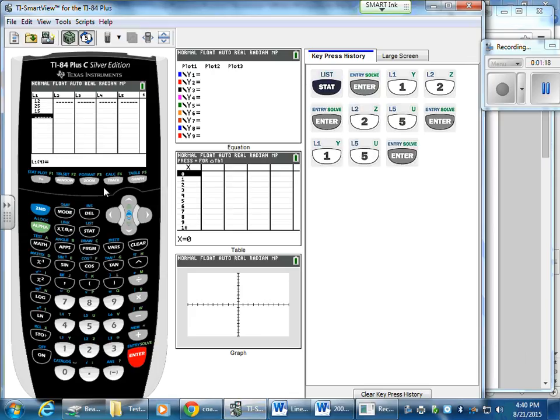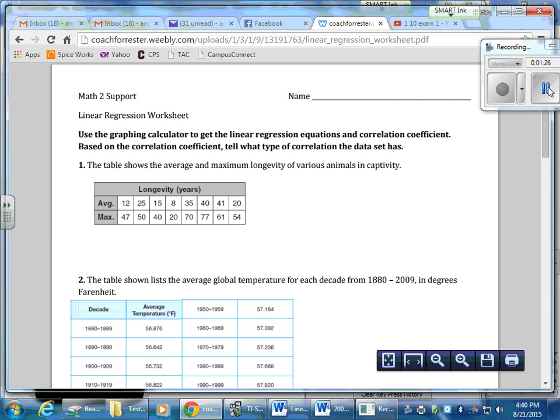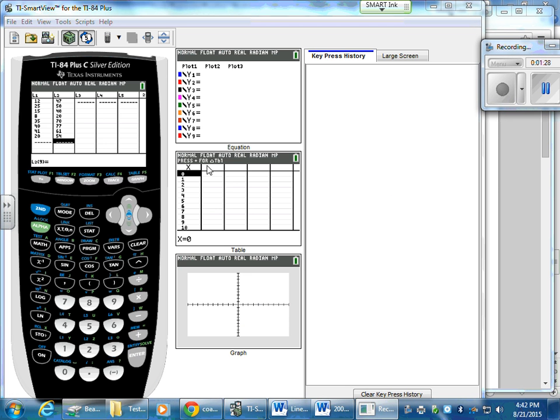All right, I'm going to pause the video for just a second and fill in the rest of L1 and go over here and fill in the rest of L2. I'll go to the screen so you can see what I'm going to enter. Okay, I'm back and I've got all the information from that chart in the calculator. So these are my average lifespans in captivity, and these are the maximum for those particular animals.